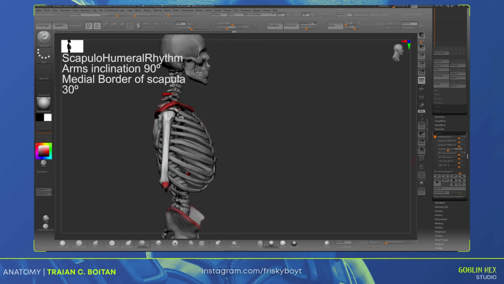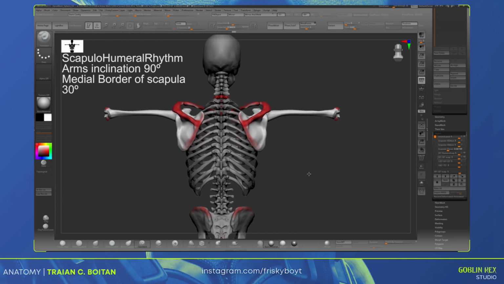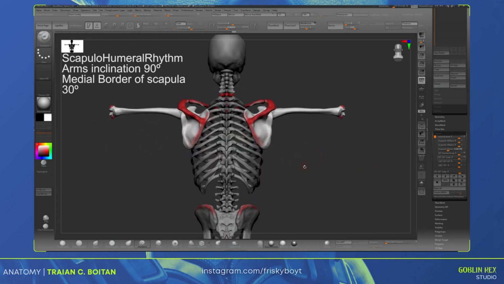At 90 degrees, usually the inclination of the scapula is 30 degrees.